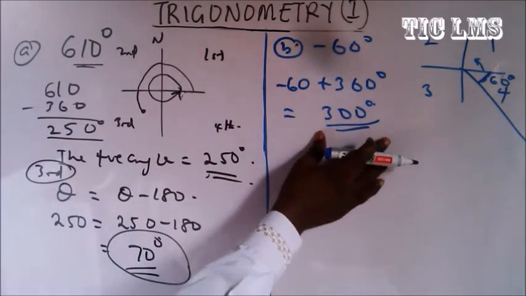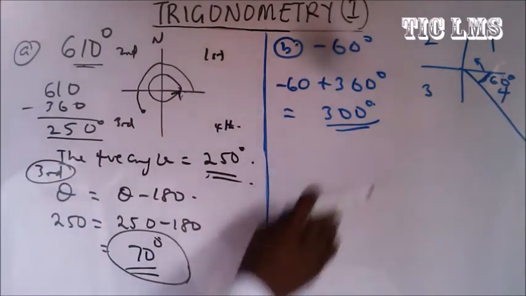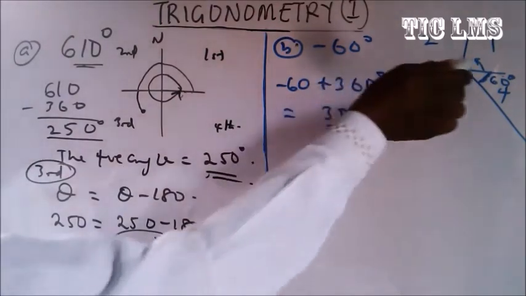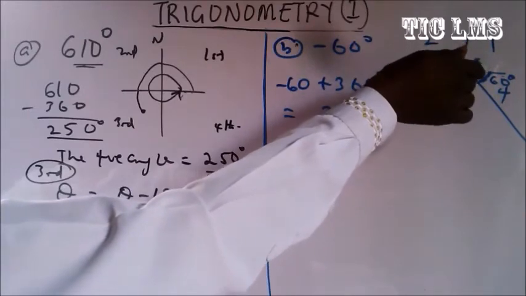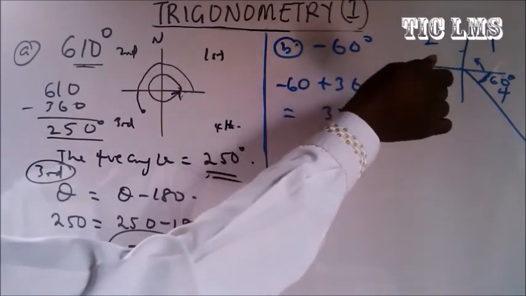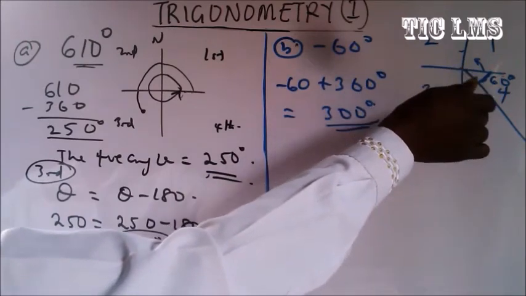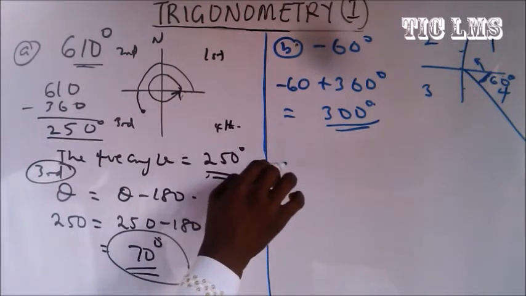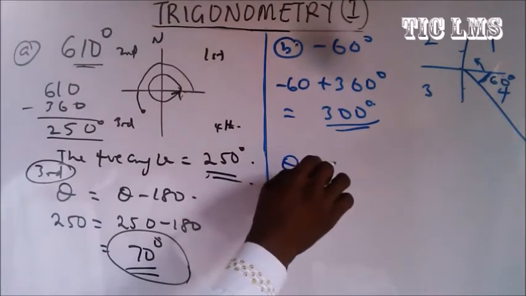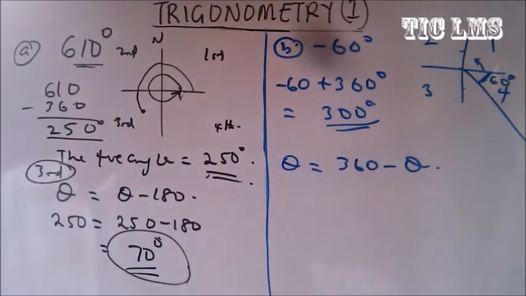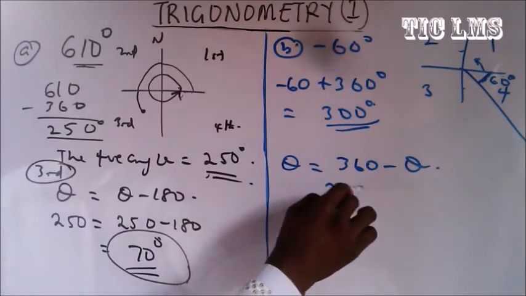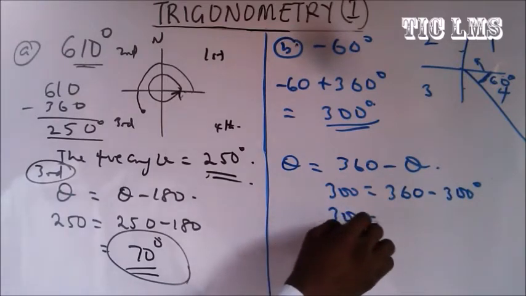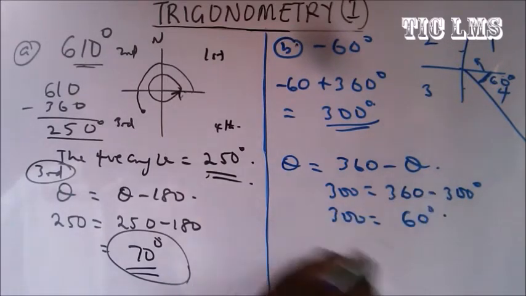When we now have a positive 300 degree, this 300 degree falls in which quadrant if we decide to proceed in the anti-clockwise direction, which is a positive direction? If we proceed like this, we will cover 90 degree, 180 degree, 270 degree, and we will stop somewhere at the fourth quadrant. And at the fourth quadrant, we have a rule that theta equals 360 degree minus theta. Hence, if theta is 300, that will be 360 minus 300 degree, and that will be 60 degree. Now, what does this mean?